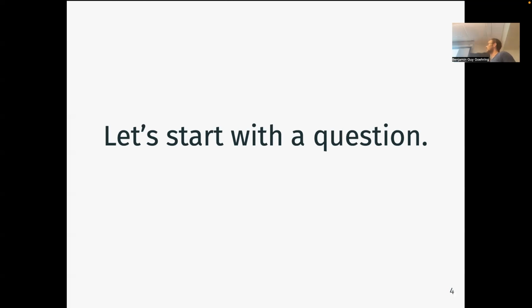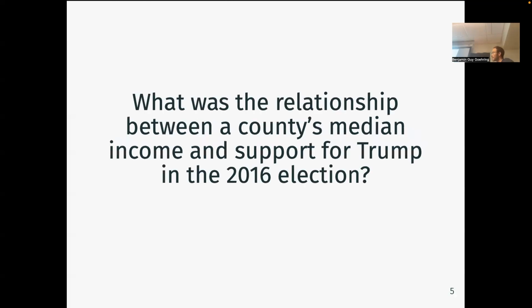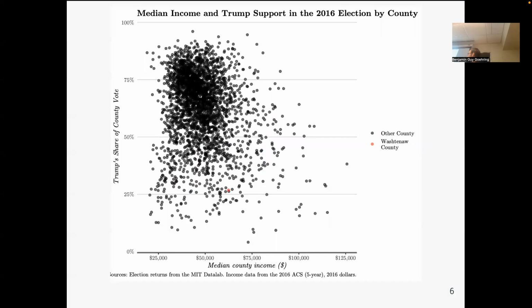All right, so let's start with a question. And that question is, what's the relationship between a county's median income and its support for Donald Trump in 2016? So what does this look like? On the vertical axis is Trump's share of the county's vote. And on the horizontal axis is the county's median income.